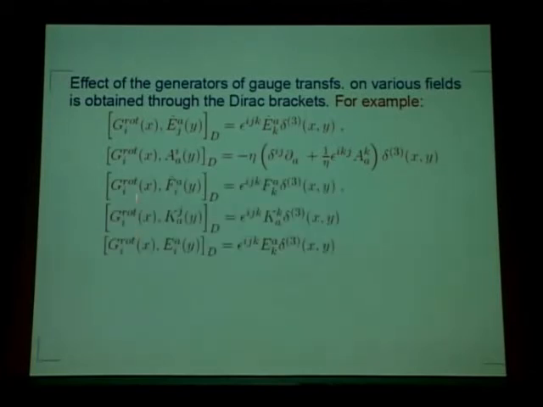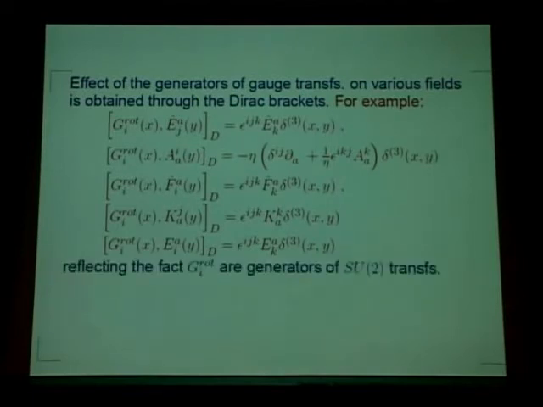Or for example, if I were to calculate the Dirac bracket of the rotation with the F hat, which is the conjugate of extrinsic curvature K, then it gives me this answer. And similarly for this and this. All these just reflect that the G I rotation are just generators of SU2 transformations on these fields.